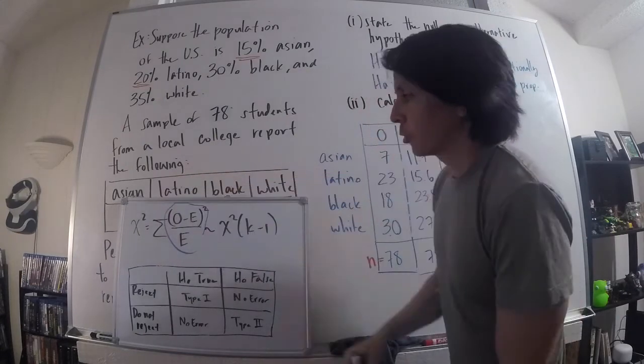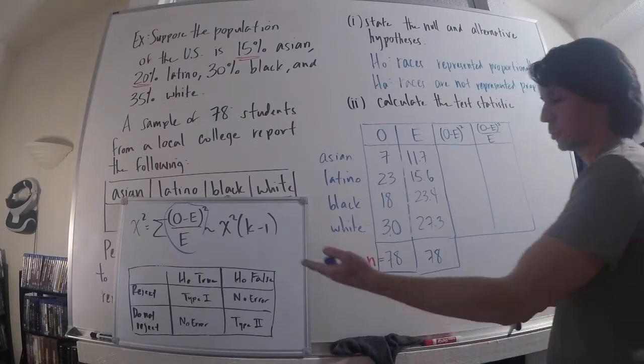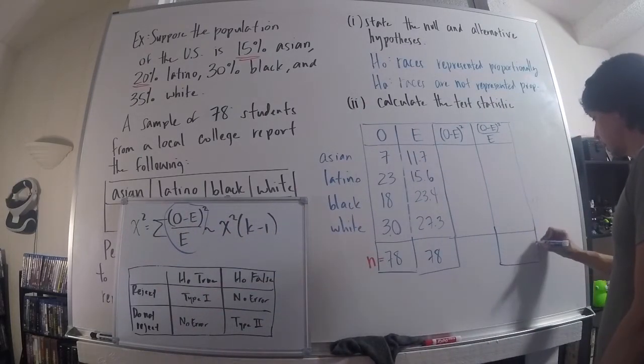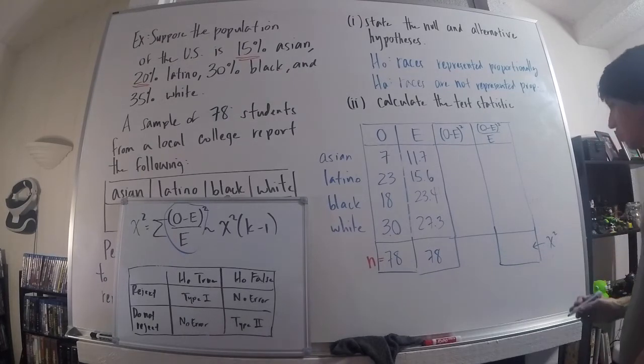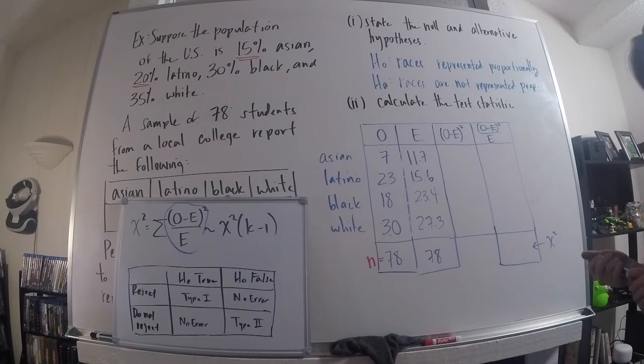And then what do I want to give my chi-squared random variable? Sigma. That's summation. So I want to sum this, and that right there will be my chi-squared statistic, my test statistic, which I'm then going to use to get a p-value. All right, let's do this.